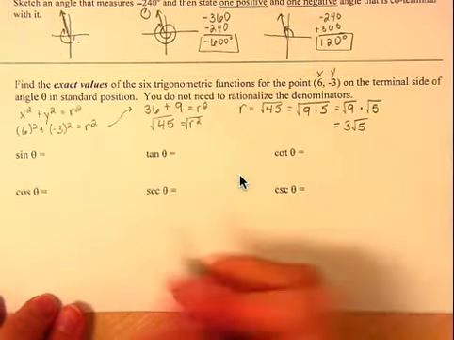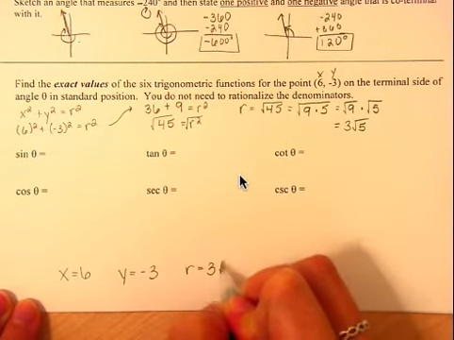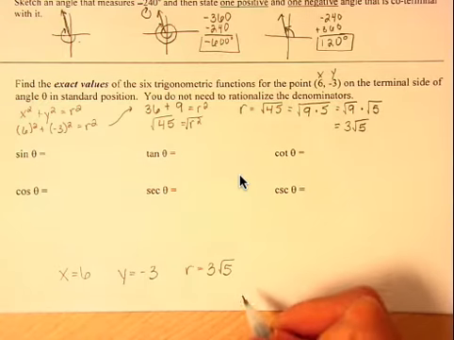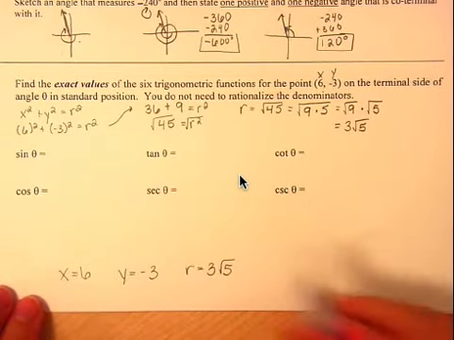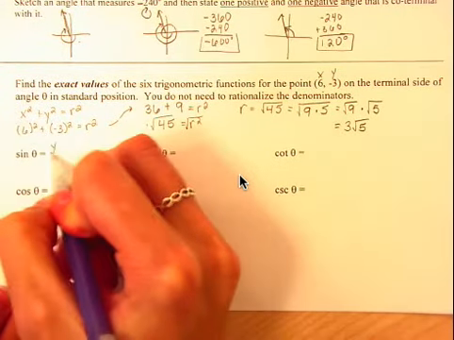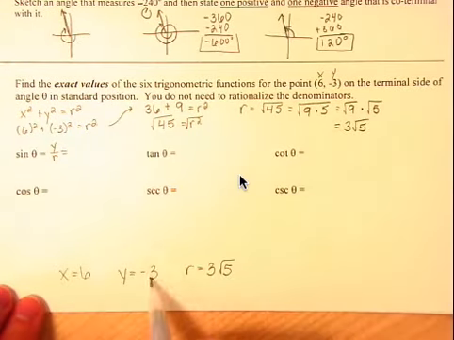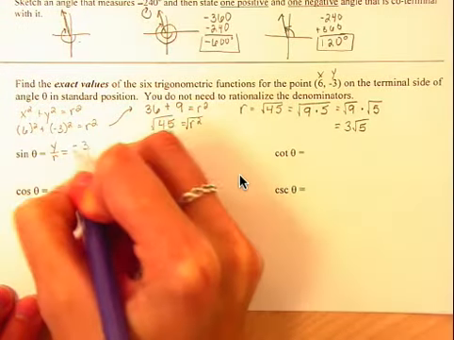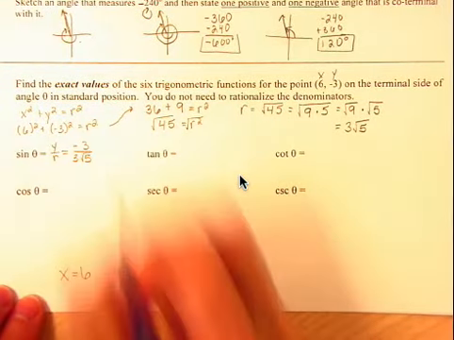So if I write down here, x equals 6, y equals negative 3, and r equals 3 radical 5. And r, as I said in the previous video, will always be positive. Okay, let's start plugging in. Sine is y over r, my vertical distance over my radius. Y is negative 3, so that becomes negative 3 over r, 3 square roots of 5.